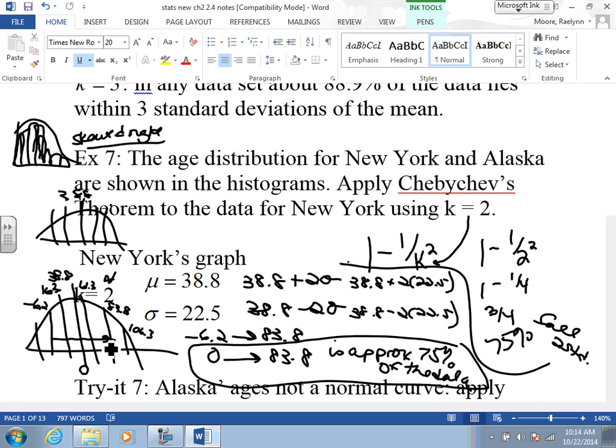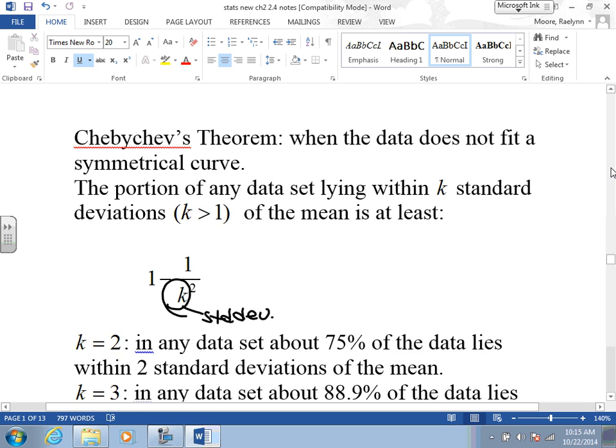We could either do it this way, or you could put it on a graph just to get the numbers there. Just remember, you're not using your normal curve values, your percentages. You're using Chebyshev's percentages. Okay, let's try another one together. This is tricky. I told you this would be tricky.